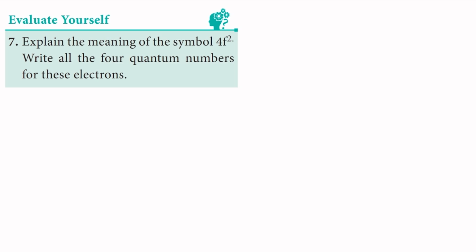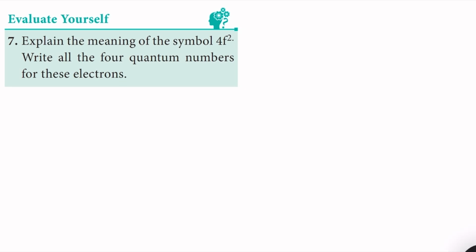Let us do question number 7. Explain the meaning of the symbol 4f2. Write all the 4 quantum numbers for these electrons. The 4 in 4f2 means that the principal quantum number is equal to 4. That means we are in the 4th energy level or 4th orbit.